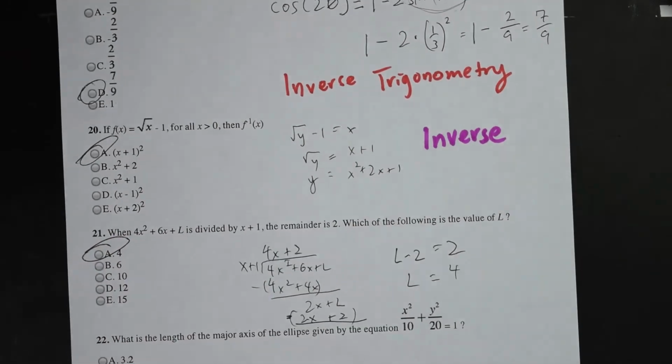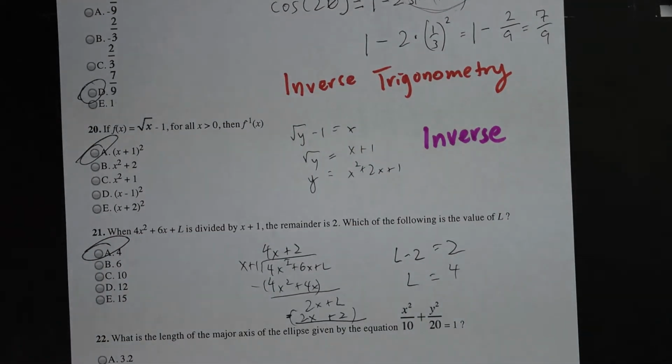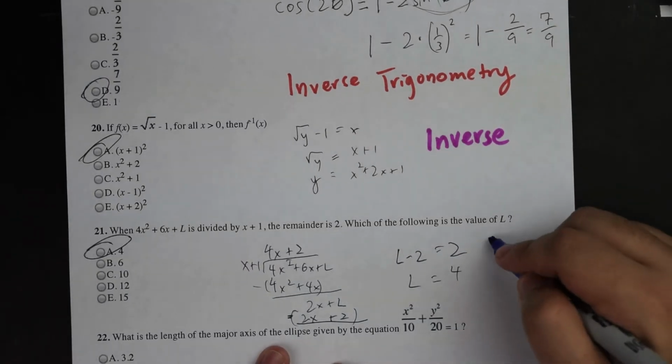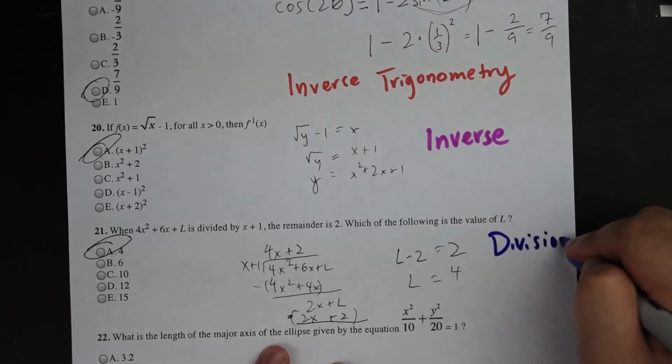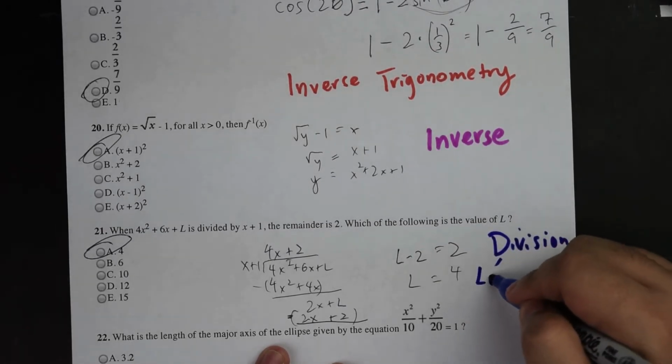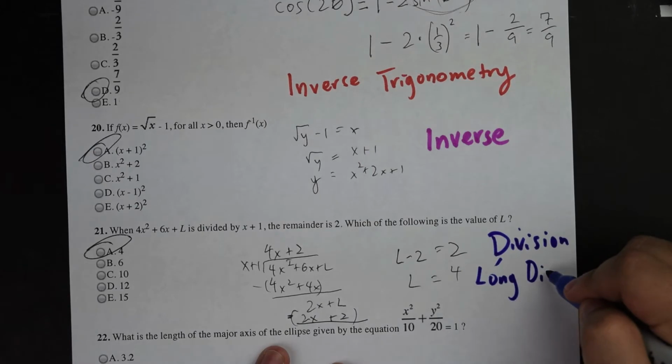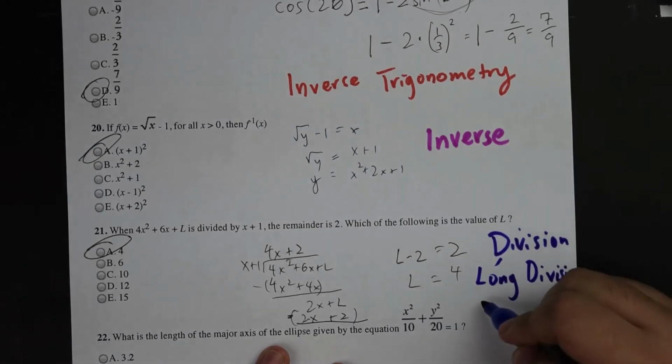Okay, for number 21, my final answer for this question is going to be A, and now I'm going to explain to you how I was able to get to this answer. So when I'm doing number 21, the key concept that you do need to know for this question is simply division. Division can be broken down into two different methods: long division, which is the method I did, or what we call synthetic division.